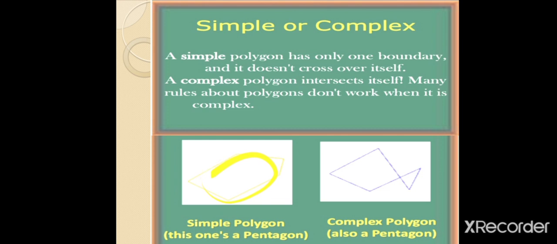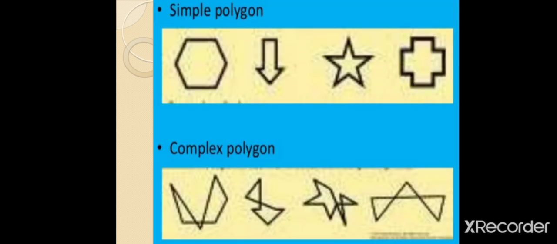Here it is a pentagon, here also a pentagon, but the boundary of this pentagon is not going to cross or intersect itself, but here the boundary of this pentagon is going to intersect at this position. That's why this is simple and this one is the complex polygon. Here are some examples of simple polygons. Every figure does not have an intersection of its boundary with itself. That's why these are called simple polygons.